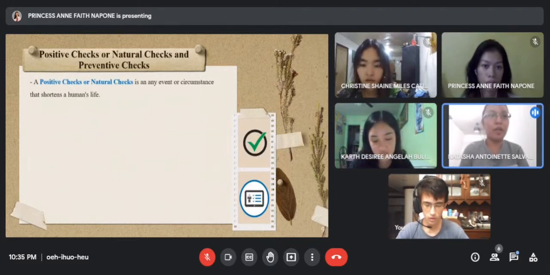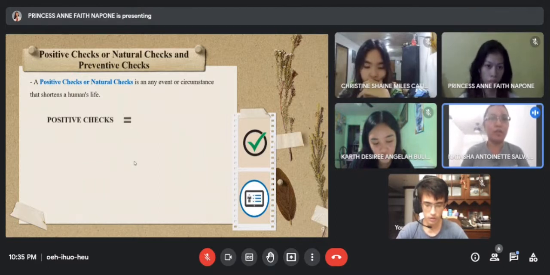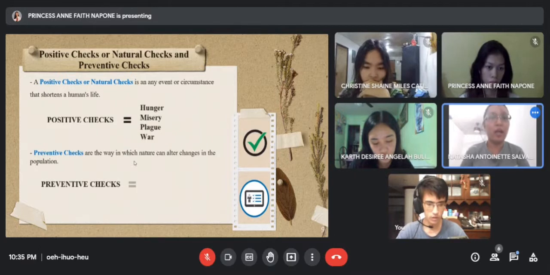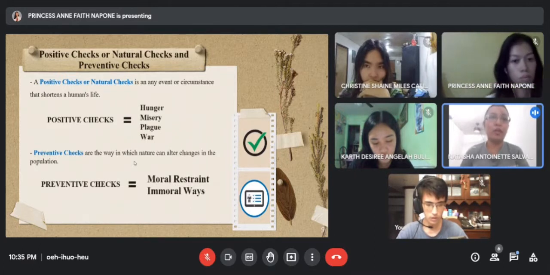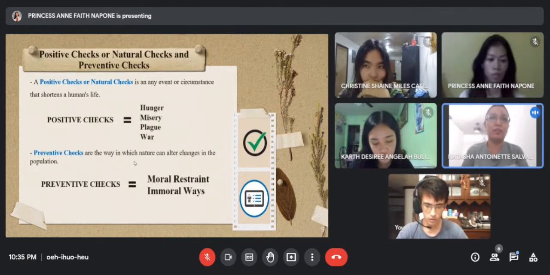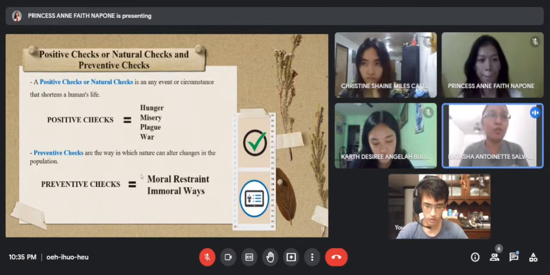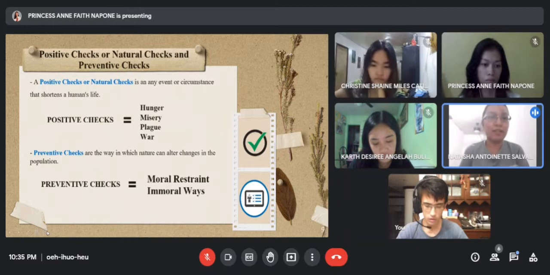So those are the positive checks and preventative checks. So now we have two population checks of Malthus after he concluded the law of diminishing returns leads to food shortage. So these checks are positive checks or natural checks and preventative checks.